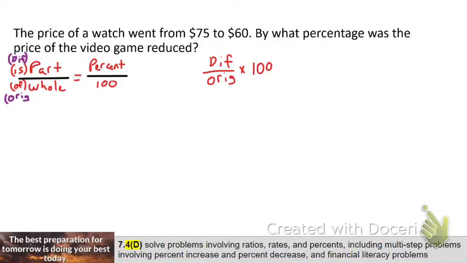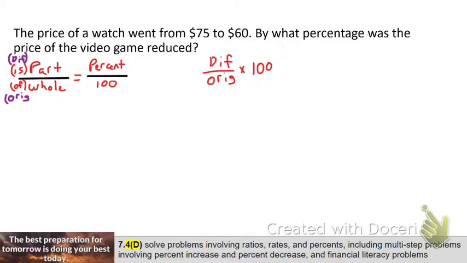Alrighty, ladies and gentlemen. On these types of problems, the state of Texas expects you all to be able to solve problems involving ratios, rates, and percents, including multi-step problems involving percent increase and percent decrease and financial literacy problems. Here, they're telling us that the price of a watch went from $75 to $60. By what percentage was the price of the video game reduced?